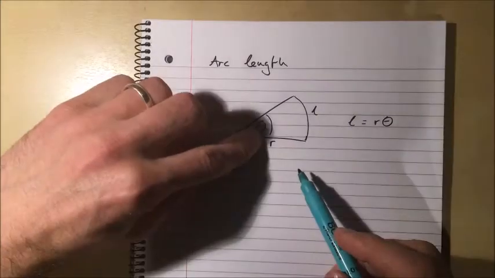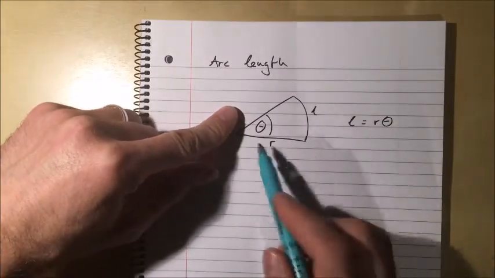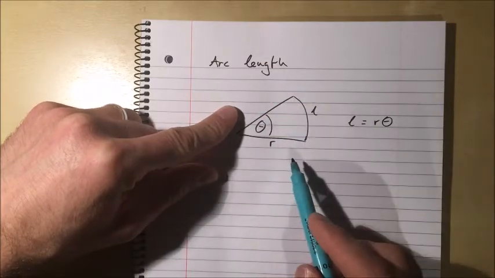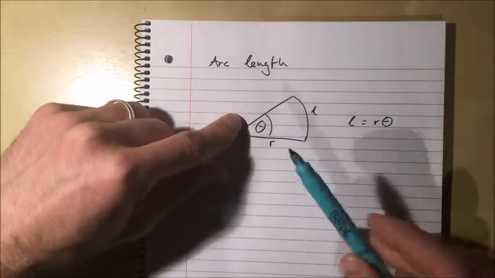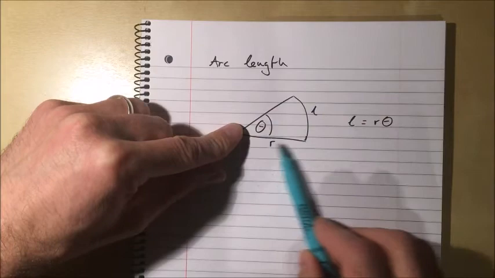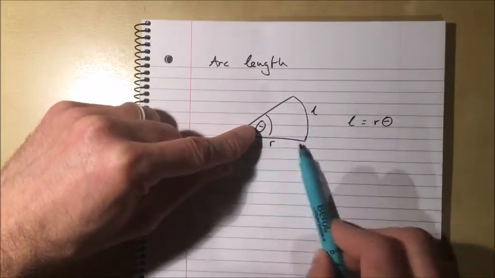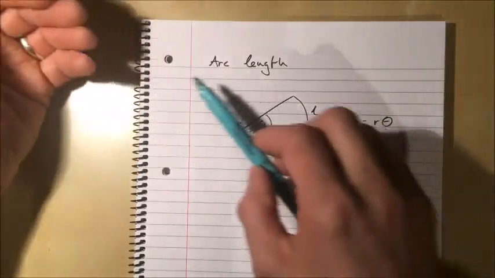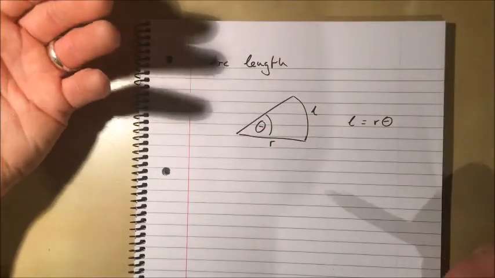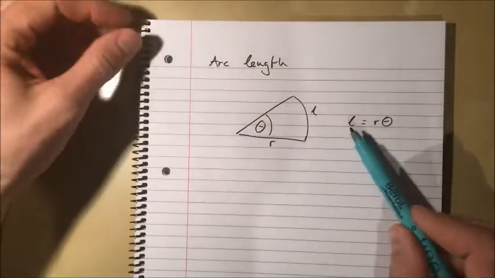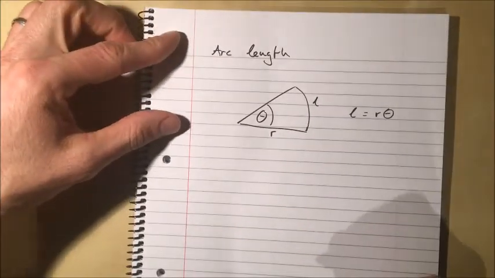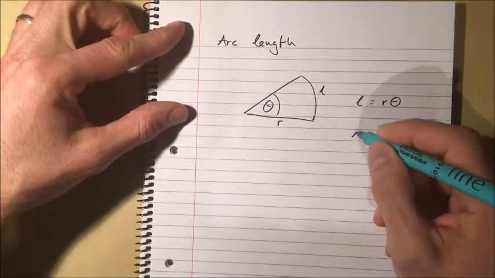If the angle is 2 radians, then the arc length must be 2 lots of r, because if the angle is 1 radian, then the arc length must be the same as r. So if you think about the way radians work, that's where this formula comes from. Another way of seeing that formula, though, is this.